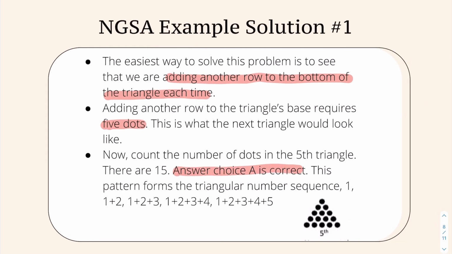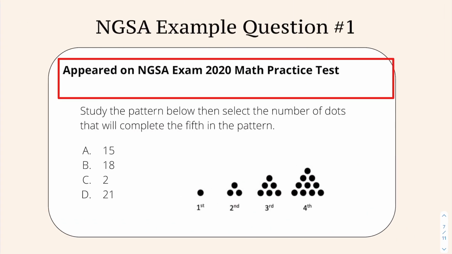This pattern forms the triangle number sequence. 1, 1 plus 2, and then 1 plus 2 plus 3, 1 plus 2 plus 3 plus 4, 1 plus 2 plus 3 plus 4 plus 5, which would be choice A. And we can see that choice A is in fact correct.